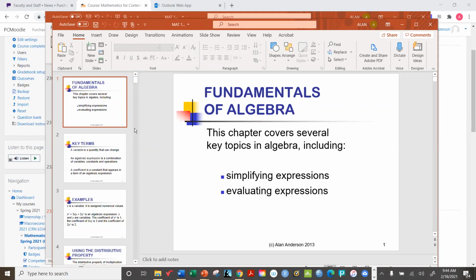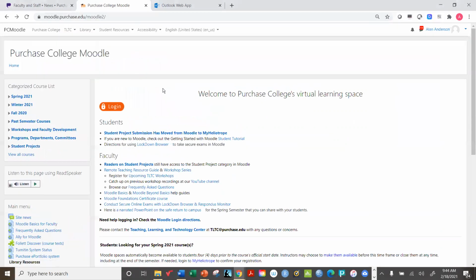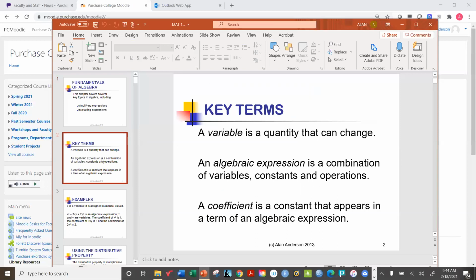There's a little bit of vocabulary here that you should already be familiar with, but it's possible you've started to forget. So for example, a variable, of course, is any quantity that can change. Ordinarily, we express that as x or y or possibly z. An algebraic expression is a combination of variables, constants, and operations. Now, operations means multiplication, addition, subtraction, exponentiation, and all the rest.